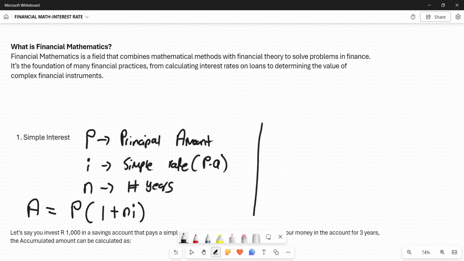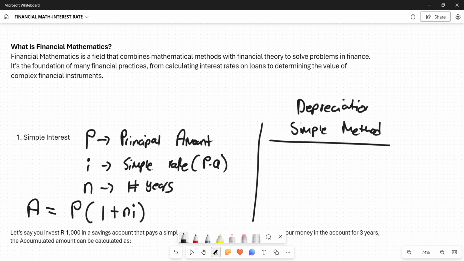The same applies to depreciation. When we depreciate using the simple method, the depreciated amount after n years, which we will denote by D, will be equal to C into (1 - ni). C is the cost of whatever we will be depreciating, n is the number of years, and i is our depreciation rate. So this is for the simple method.